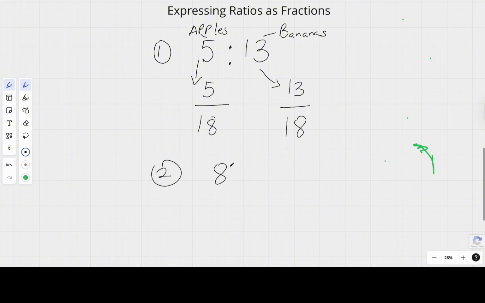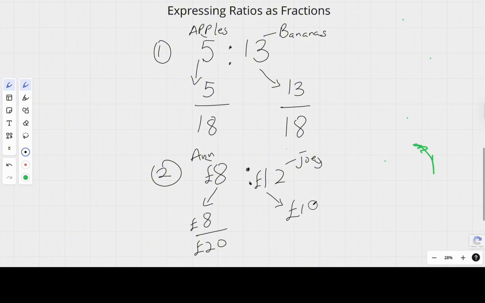If we have 8 is to 12, let's say 8 pounds is to 12 pounds, and that is for Anne and Joey. If you want to write down the fraction of the part of Anne, that's going to be 8 pounds out of what? 20 pounds, or 8 pounds over 20 pounds. Same applies to Joey. If you want to express the part of Joey as a fraction, it's going to be 12 pounds over 20.